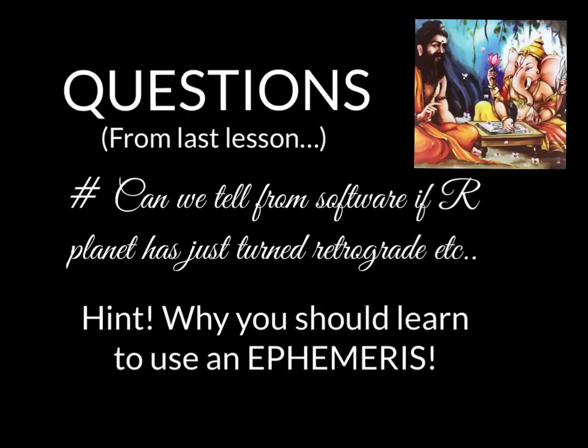A very good question, bringing me on to something really important. So if you're here with me, stick with this. I've got something important to talk about. So, can we tell from software if a retrograde planet has just turned retrograde, etc.? When did it turn retrograde? When will it go direct? Can you tell from the software? I'm sure you can, but don't ask me about that. I mean, quite frankly, I wouldn't even bother.